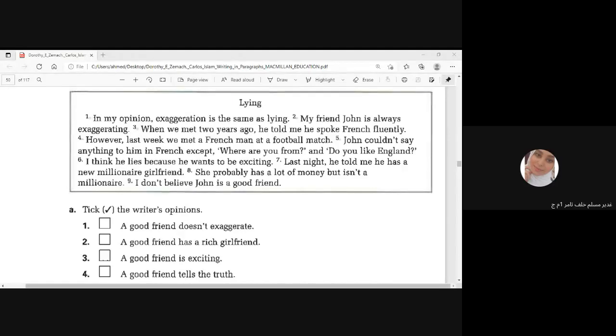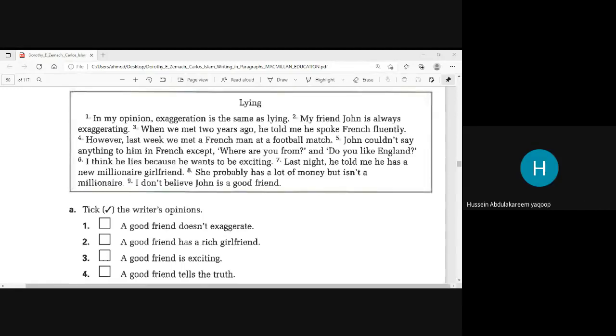Number 3. Read number 4 and 5, please. However, last week we met a Frenchman at a soccer match. I'm sorry. Just be careful, please. Never mind.